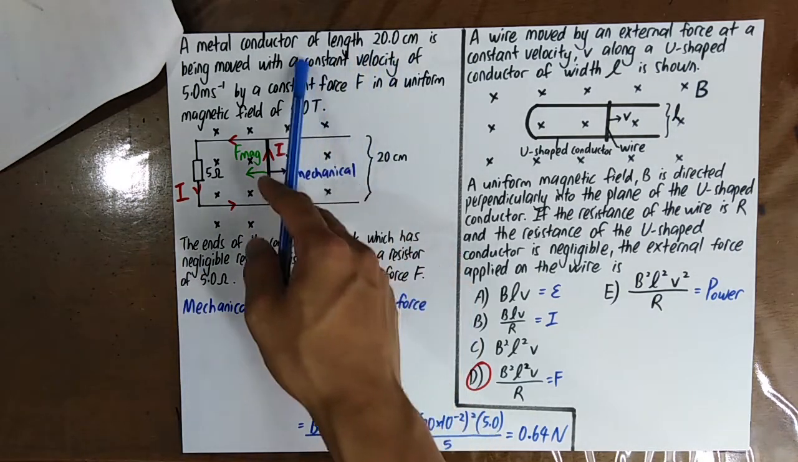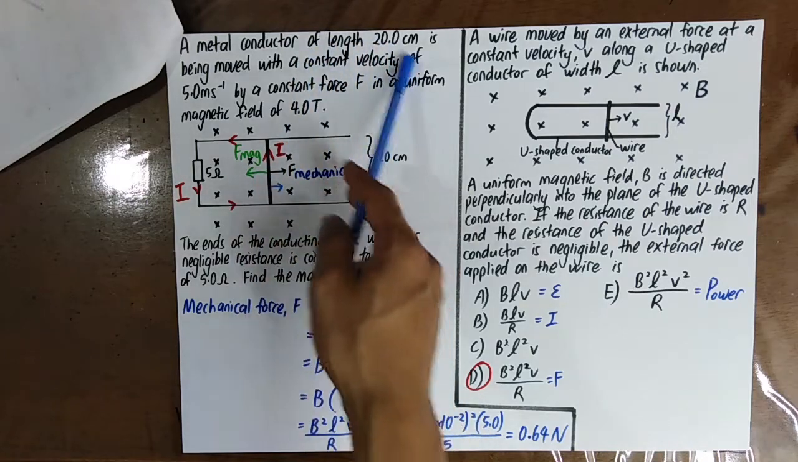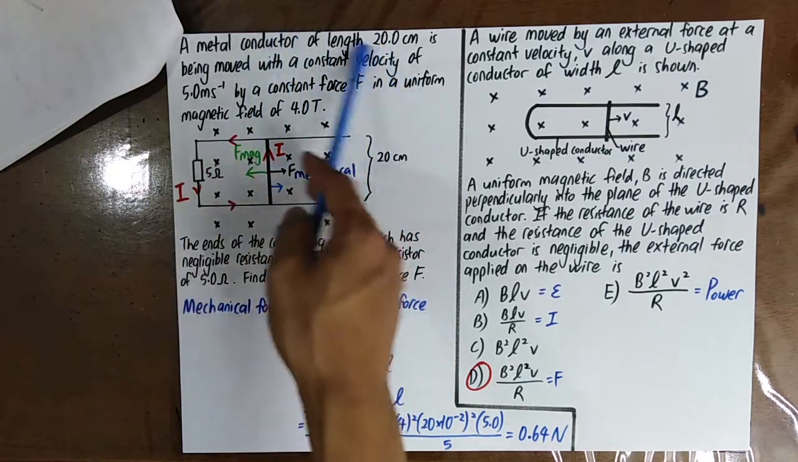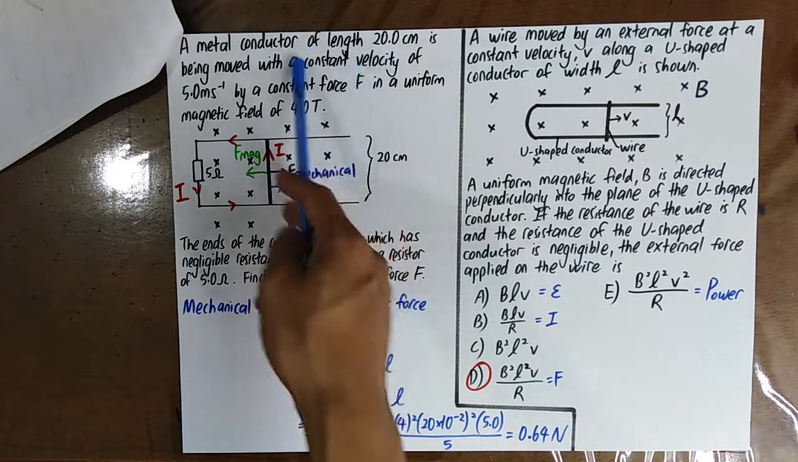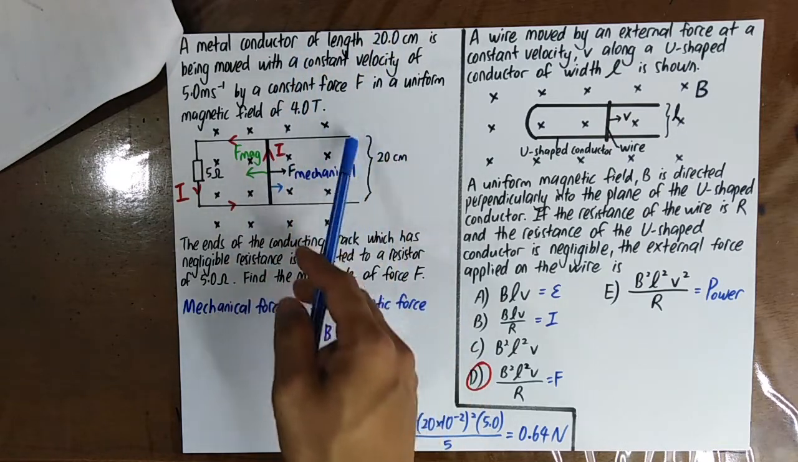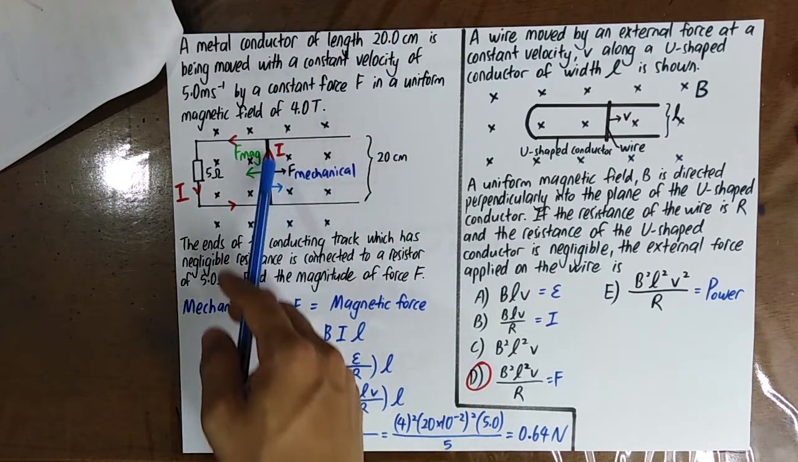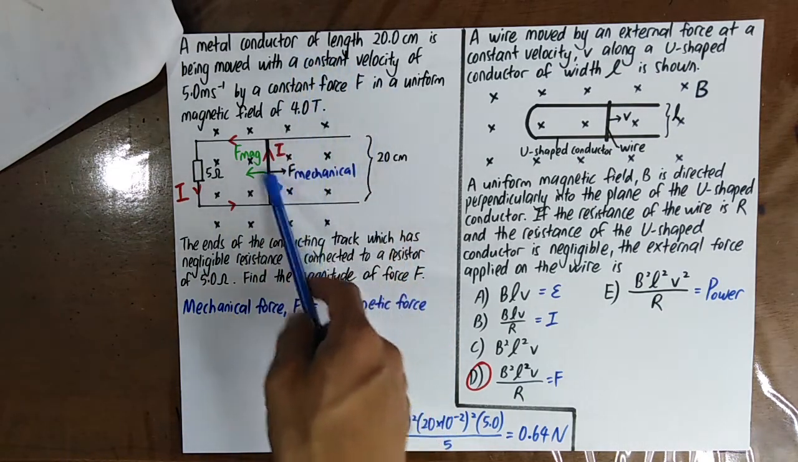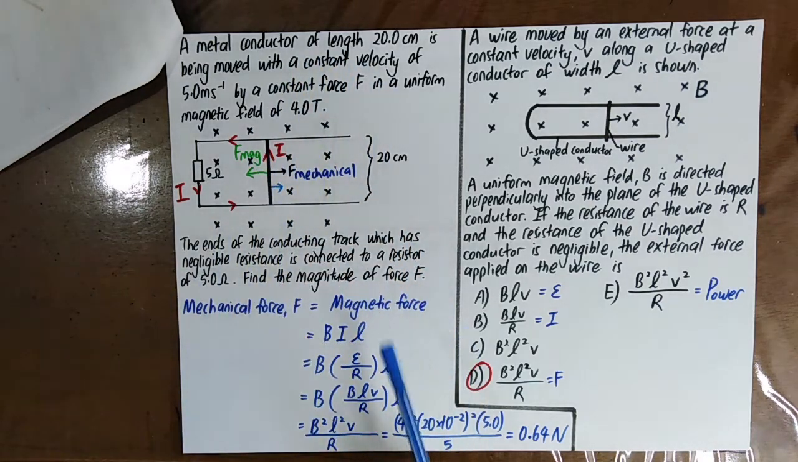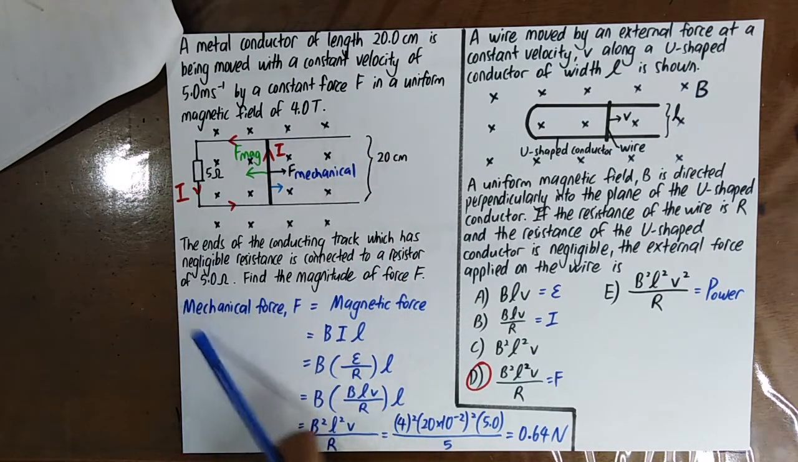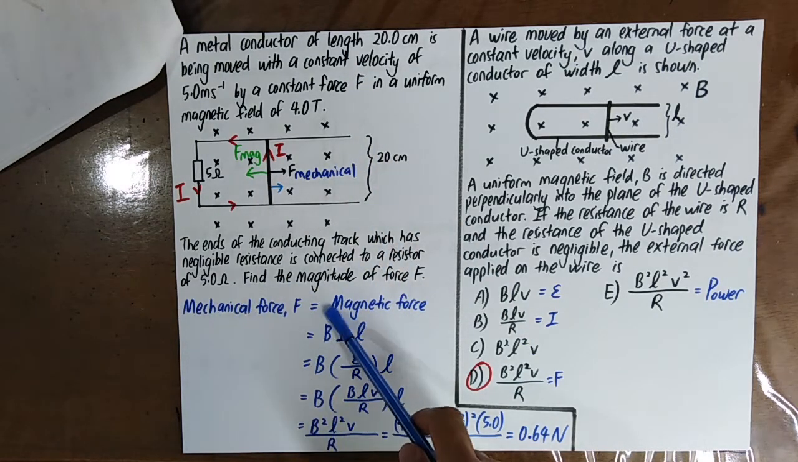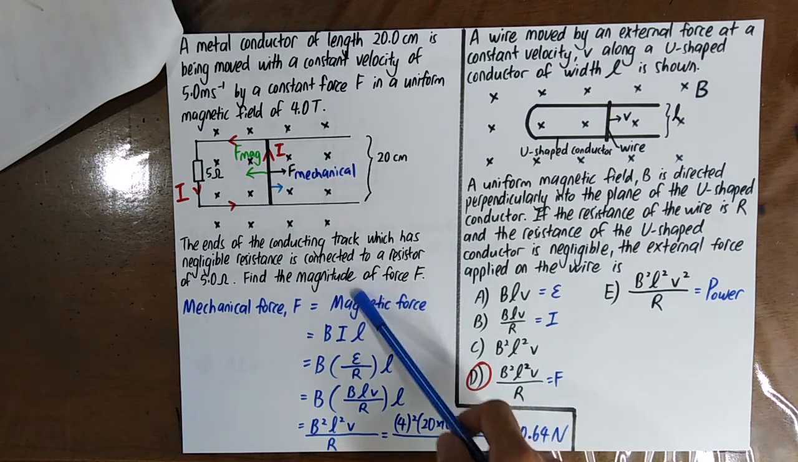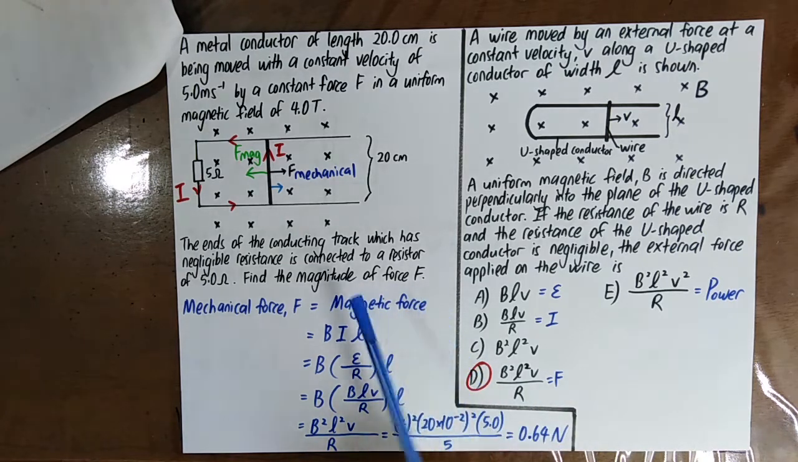Since the conductor is moving at a constant velocity, there is no acceleration experienced by the metal conductor. So the net resultant force on the moving conductor is 0. The magnitude of the mechanical force is equal to the magnitude of the magnetic force on the conducting rod, and they are always in opposite directions.